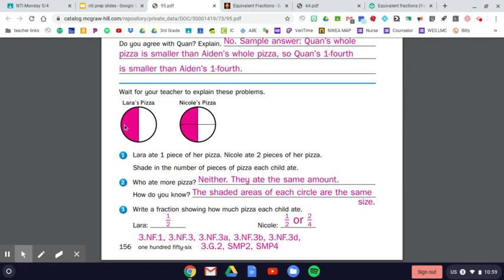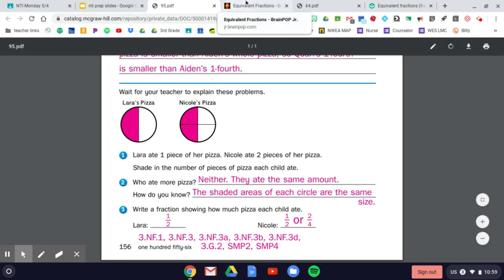So even though Laura ate 1/2, and Nicole ate 2/4, when you shade it in and look at the pictures, they ate the same amount. Nicole ate 1/2 of her pizza, one of the two pieces, which is the same as 2/4 because we made 4 pieces and colored in 2 of those 4 pieces. We did this a long time ago.